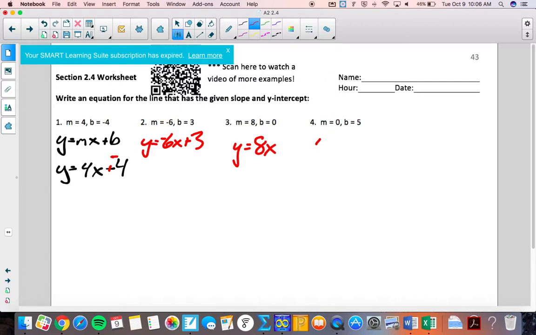And then here, y equals, I could write down 0x, but again, if I have 0x, there's no x's, so it would just be 5. The slope is 0, that would make your horizontal line. It would look like this. Boom.